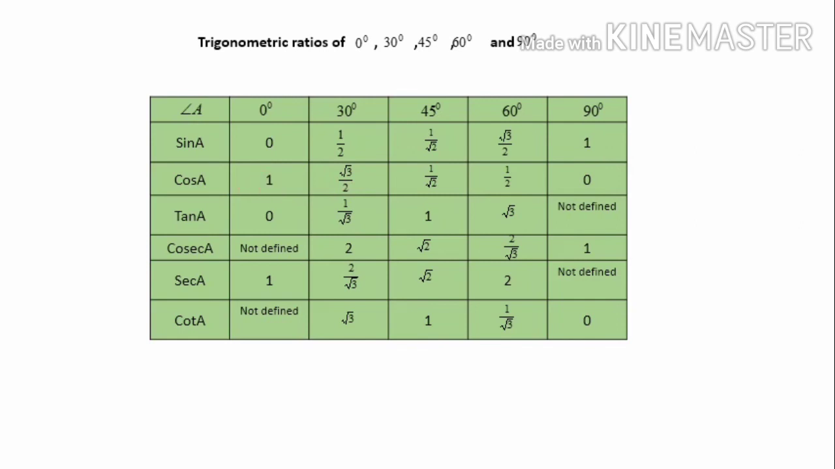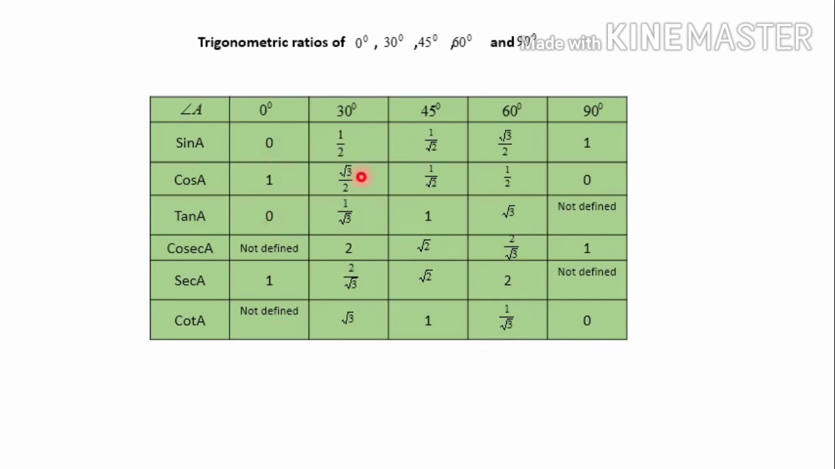Then by using these sine and cos values, we can find tan, cosec, sec and cot. Now you may feel some difficulty because you haven't studied the formula. After studying the next topic, it will be easy for you. So let's discuss here. For finding tan, you simply divide sine and cos. That is 0 by 1, that is 0.